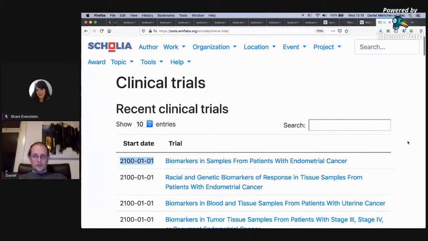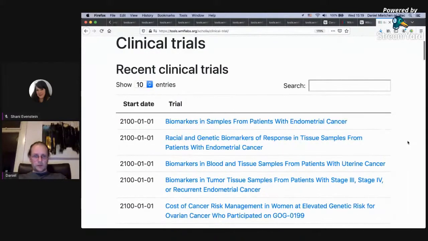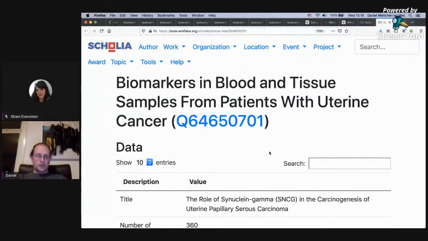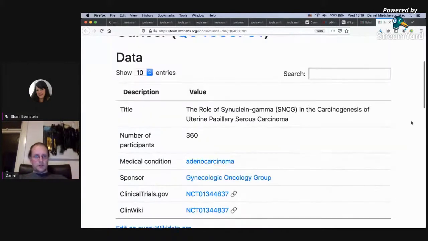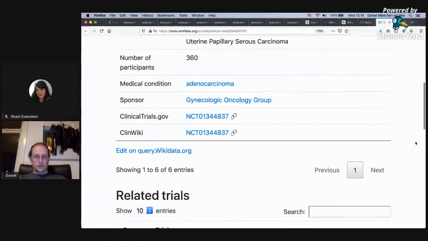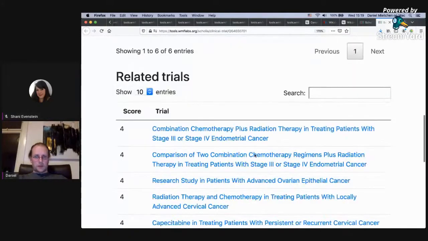And then for each of these things, each of the blue things here is basically clickable. So for example, I can click on any of those here, and then you get a profile for that particular trial. But the page we saw before was an overview about trials in general. And so here this has a title, and here we know 360 participants. It's about adenocarcinoma. It gives us stats like people who liked this trial also liked that trial.